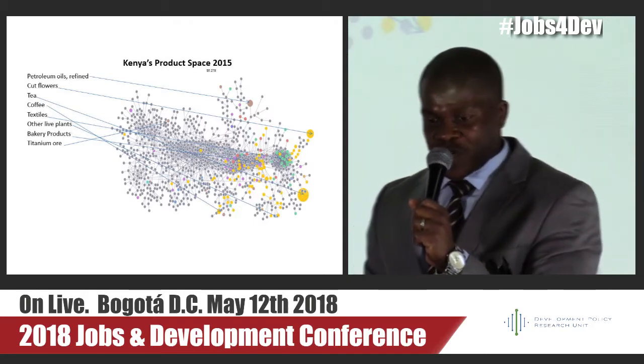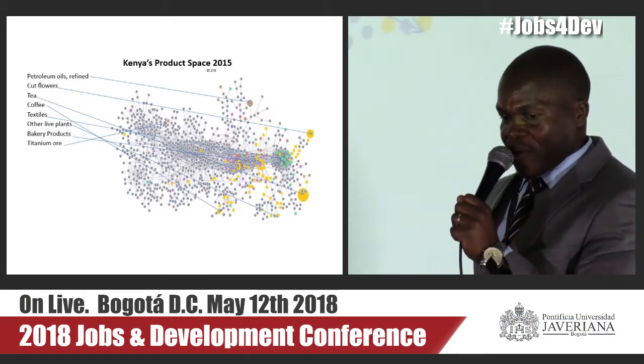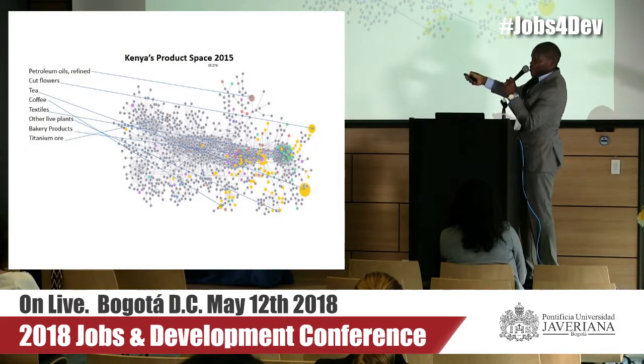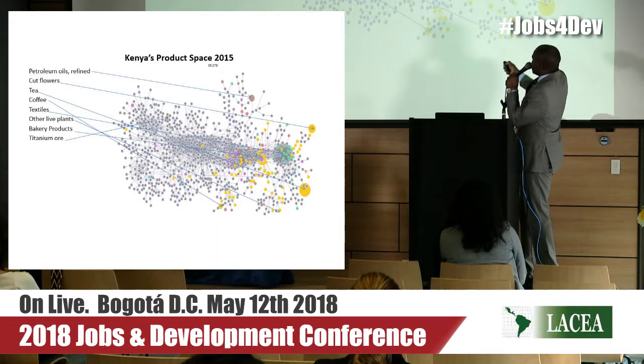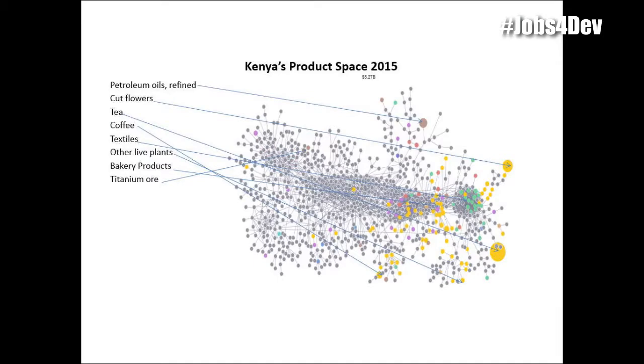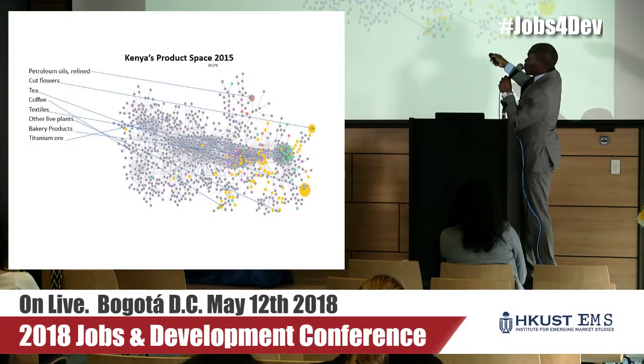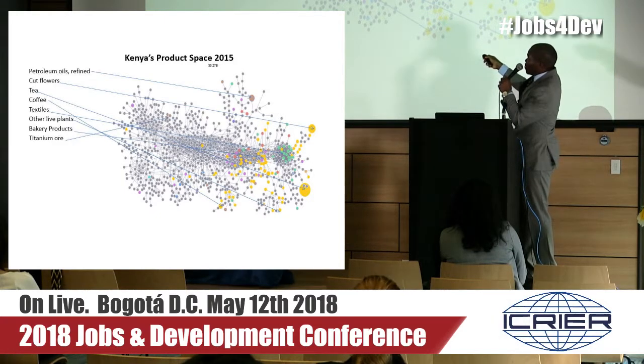Now this onwards to 2015. Well, the same story. We have tea, we still have coffee. We have textiles. There was an improvement, but the transformation was not major. We have other live plants, which are still in the periphery. We produced confectionaries, which is a good sign that we are moving to more complex products. And then there is titanium ore, which is also a major export product, but it is still in the raw form.